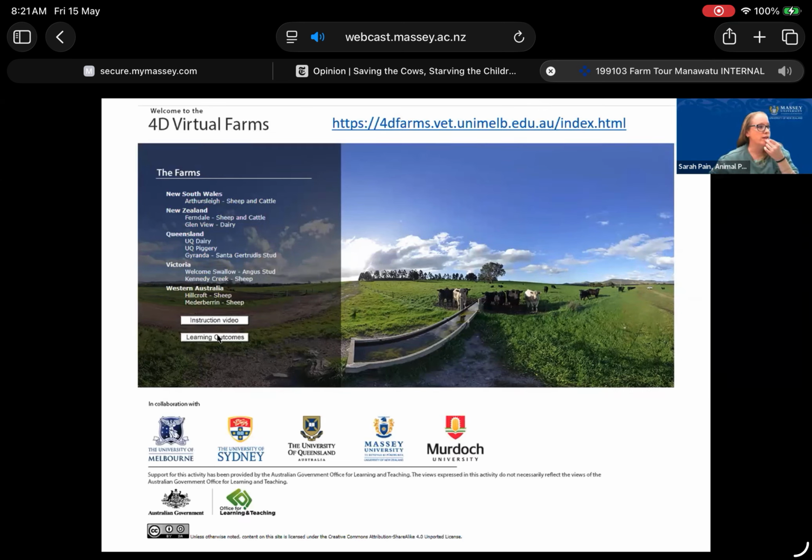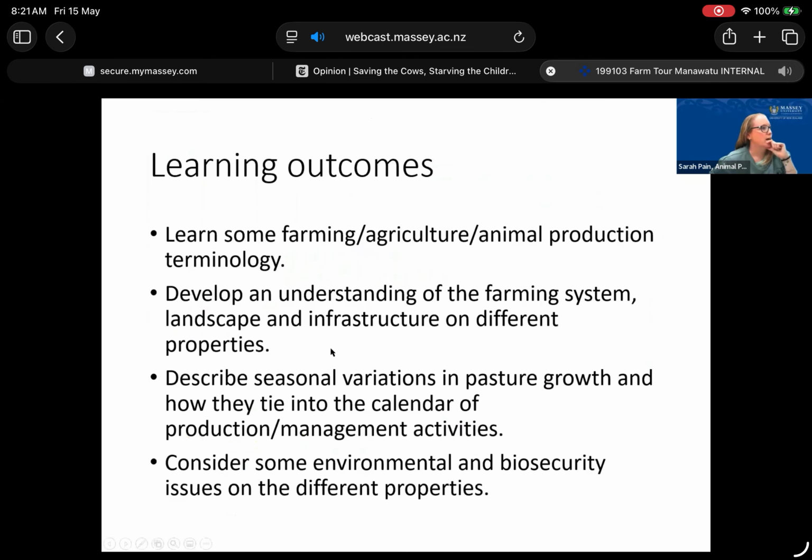And this little learning outcomes button is for the software itself. It does have some nice links to some information. It's got a lot of information about Australian agriculture, to be fair, but that's not our learning outcomes for this particular lab. Our learning outcomes are these ones here. So if you're from a farm, this isn't going to be wholly unfamiliar to you. You're going to be familiar with a lot of the terms and the things that we're going to look at today.